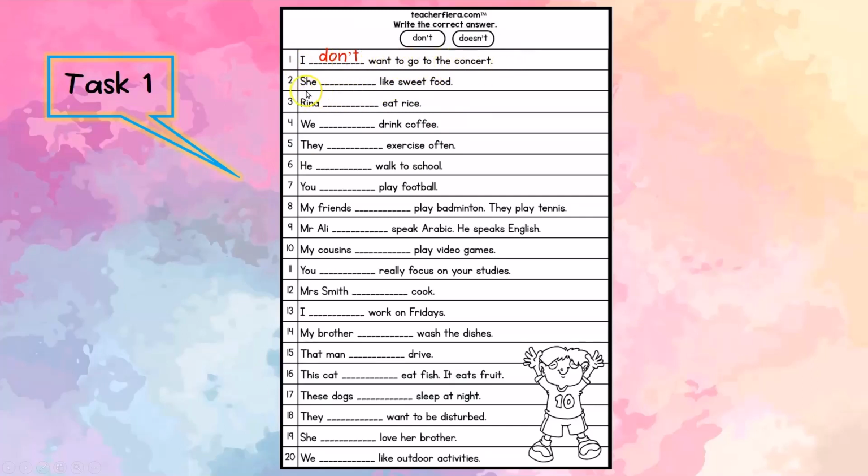Okay, let's look at question 2. "She, yes, she doesn't." She is singular, so "She doesn't like sweet food." Okay, for the rest of the sentences here, I want you to do it on your own.